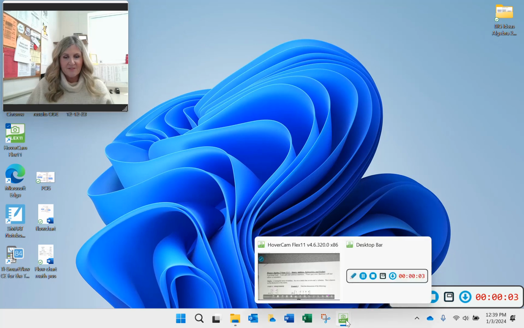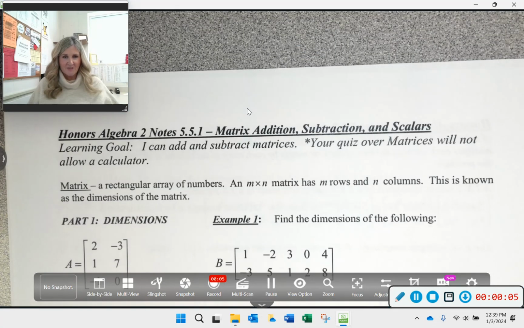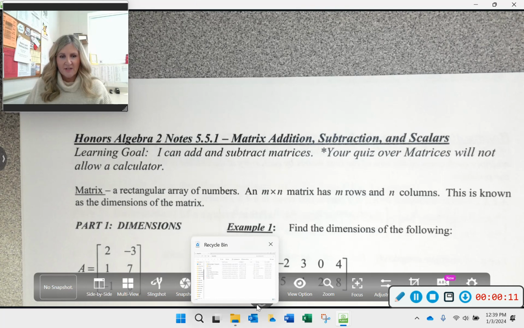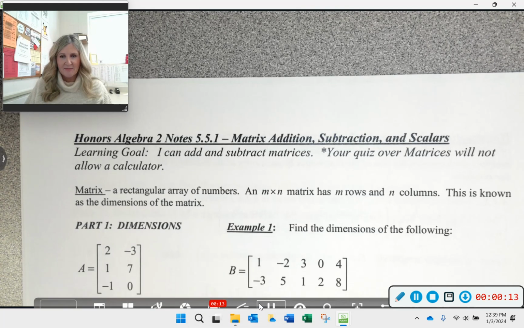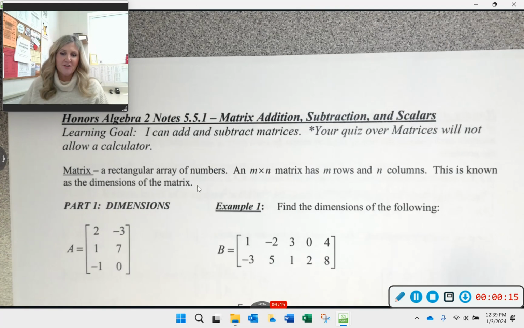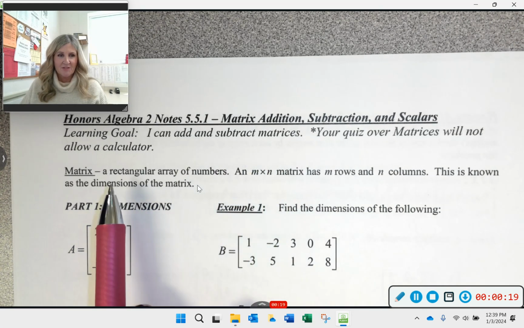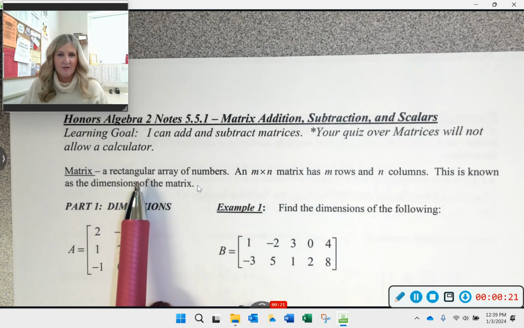All right, guys. So today we are going to take a look at matrices. We're going to be adding and subtracting as well as using scalars. So our learning goal is, again, to add and subtract matrices. I'm going to show you how to use your calculator to check these, but you will not be able to use a calculator when we take our quiz.